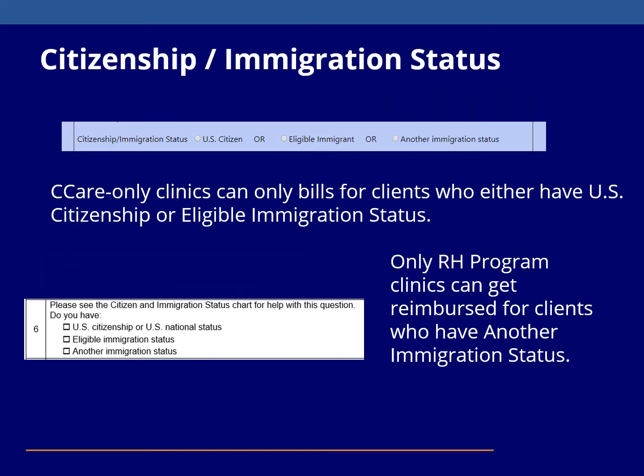Next is the citizenship or immigration status field. CCare-only clinics can only be reimbursed for services provided to clients who either have U.S. citizenship or what we call eligible immigration status. So if a client has another immigration status, you should refer them to a full RH program clinic.